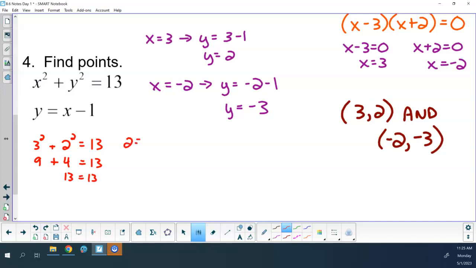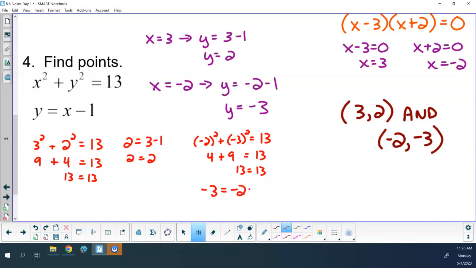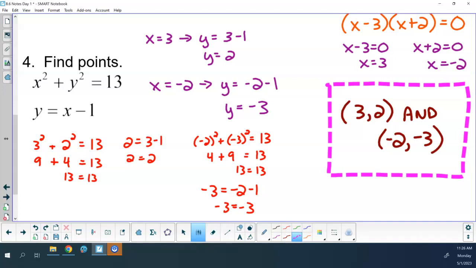2 is 3 minus 1. So that checks out in both equations. Then I got to check -2 squared plus -3 squared to make sure that that's still 13. 4 plus 9 is 13. So that checks out. And then I got to check -3 is -2 minus 1. And those both check out. So now that is my answer.